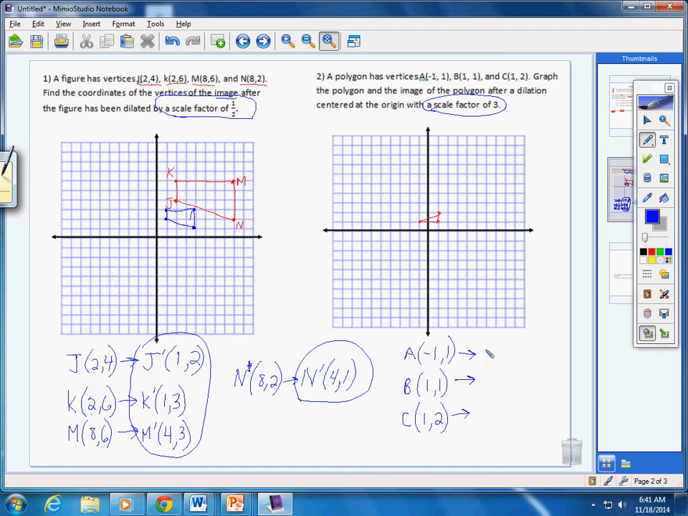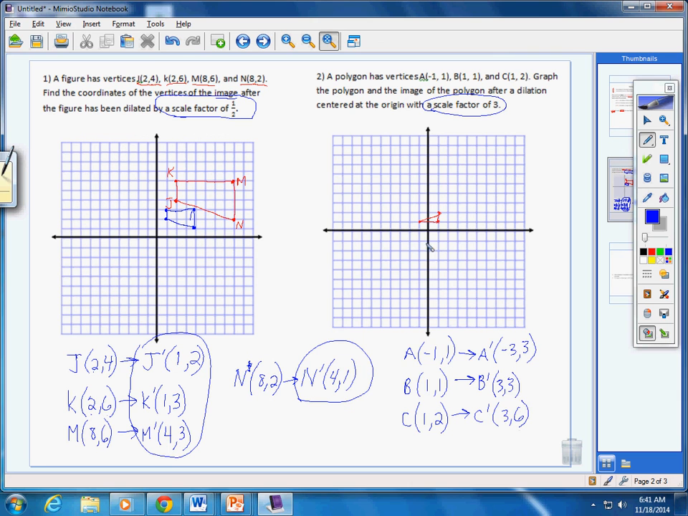Okay, so multiplying negative 1 by 3 gives us A prime. It's going to be negative 3, and 1 times 3 is 3. You should have already realized that since our scale factor is more than 1, we're obviously going to be enlarging our figure. Our image is going to be bigger than the original, than the pre-image. B prime, once again, 3 times 1 and 3 times 1 is going to give us 3, 3. And C prime is going to give us 3, 6.